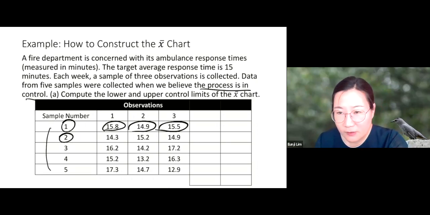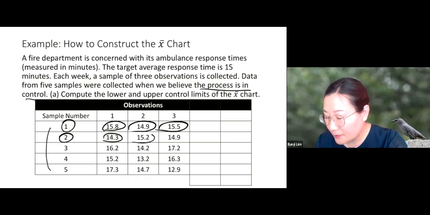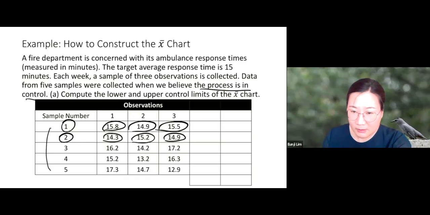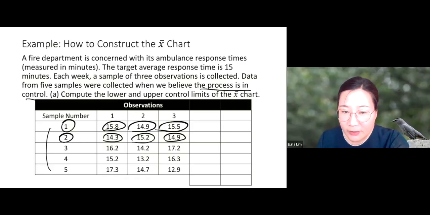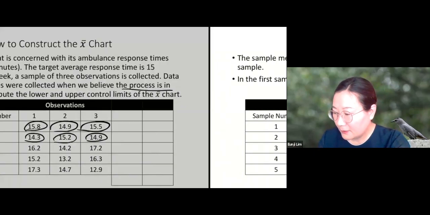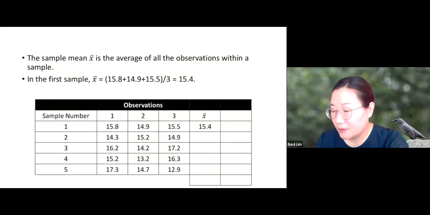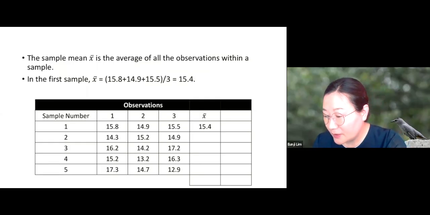The following week, we took another sample of 3 observations, 13.3, 14.3, 15.2, 14.9 minutes. And we repeated this every week. Now, part A, compute the lower and upper control limits of the X-bar chart. Now, the first thing you need to do is compute the sample mean for each sample. Now, what's the sample mean? The sample mean is denoted by X bar, and it's the average of all the observations within a sample.